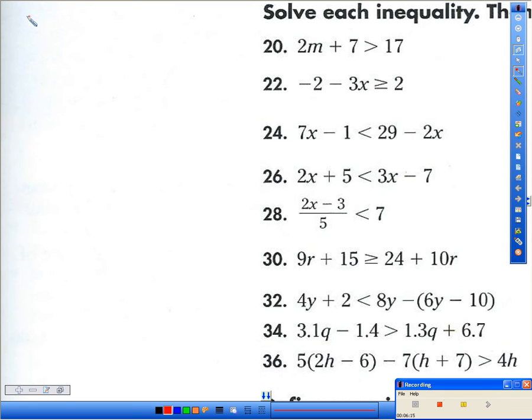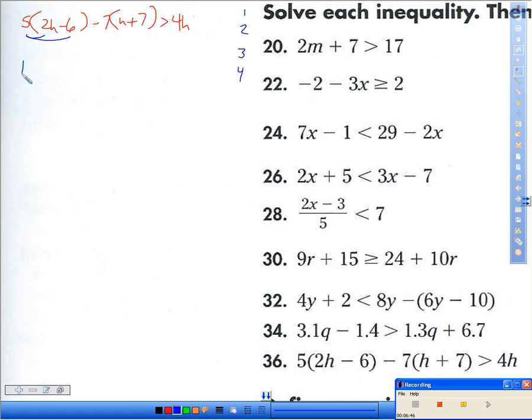Number 36, we have 5 times 2h minus 6 minus 7 times h plus 7 is greater than 4h. So this one is a little bit more in depth, but we have to remember that four-step process that we talked about for solving equations and inequalities. Step 1 is to get rid of any parentheses using the distributive property. So I'm going to distribute the 5 to both parts of the expression inside the parentheses.